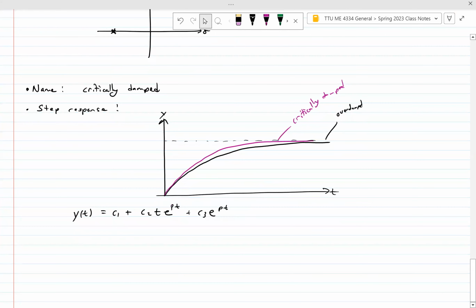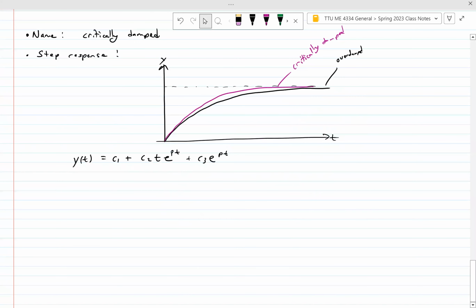Any questions on critically damped? Is critically damped the fastest way to get to your steady state value? How many hands say yes? No? All right, I guess we'll find out a little bit later. All right, so they happen at the same time. Clever. Not quite.